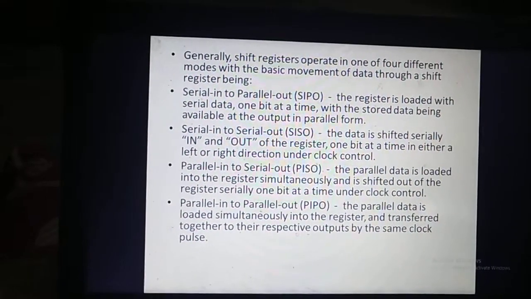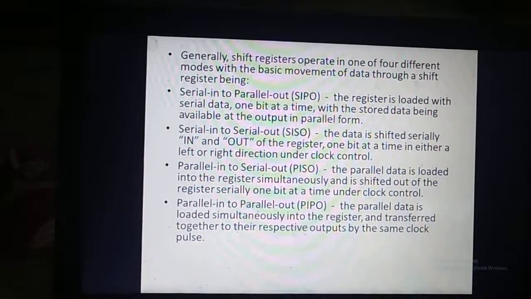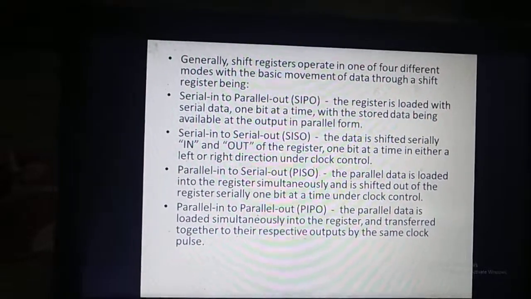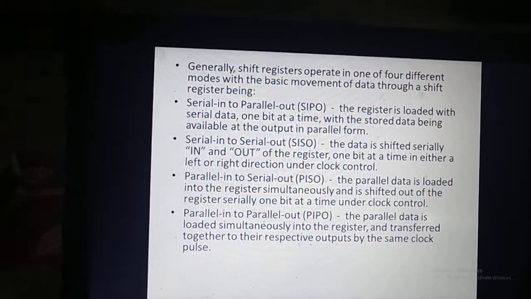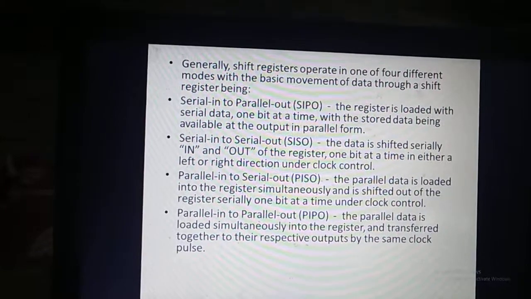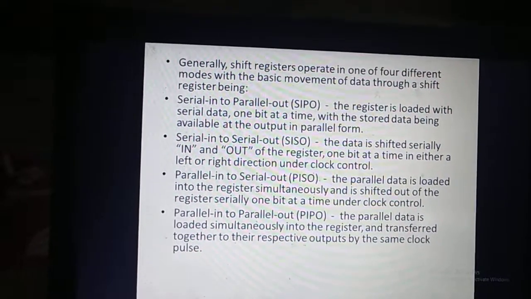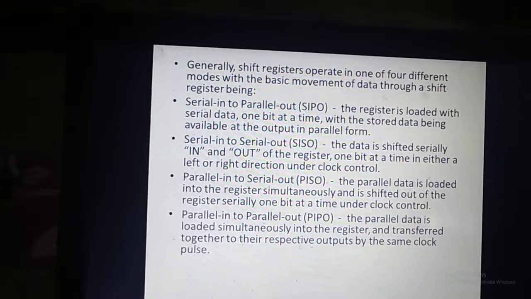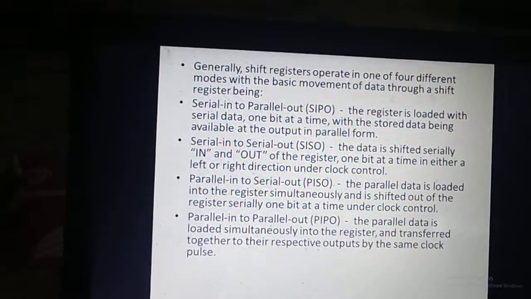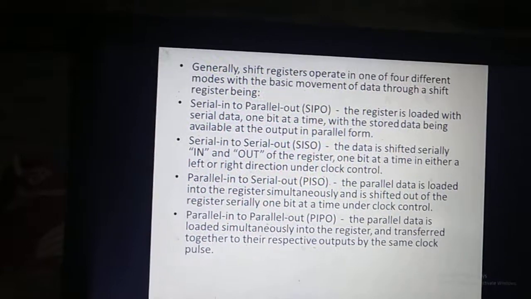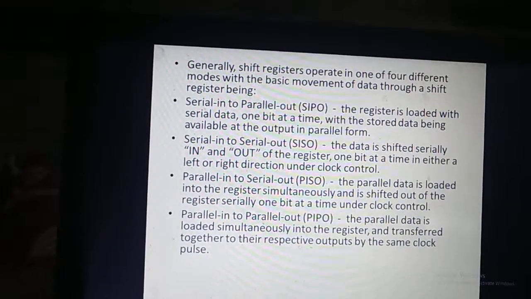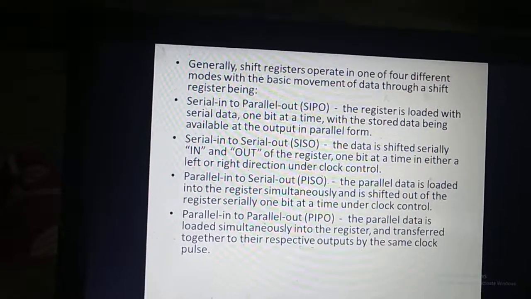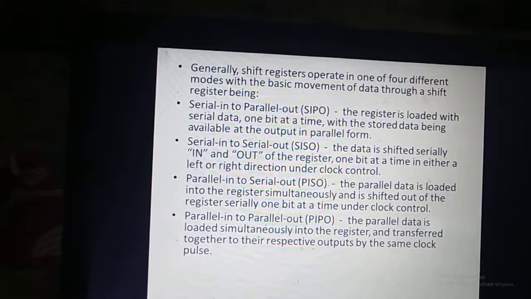Generally we have four types of shift register: serial in, parallel out. It means we have input data, we are going to load the data serially, and parallelly we get the output. In the same way we have other types of shift registers like serial in, serial out, parallel in, serial out, and parallel in, parallel out.